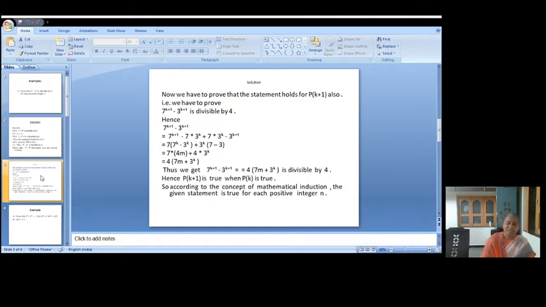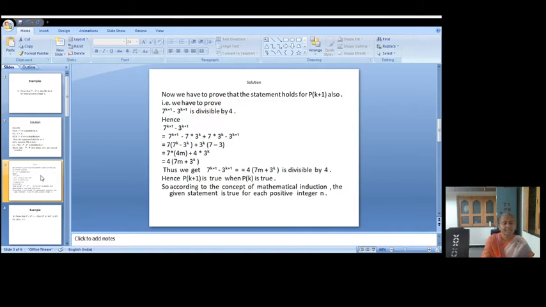That is, the given statement, 7 raised to n minus 3 raised to n, is divisible by 4 for all positive integers n. Now this is our first example.